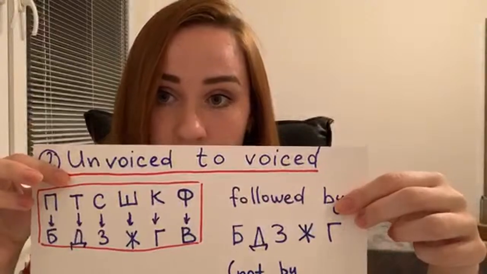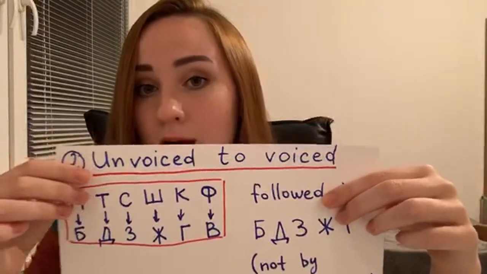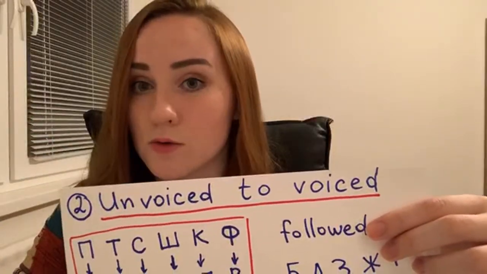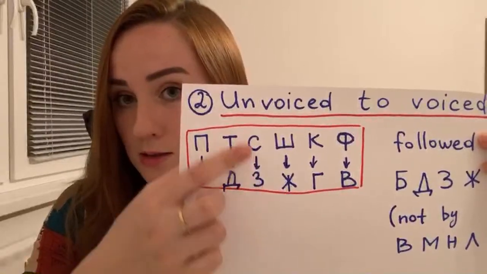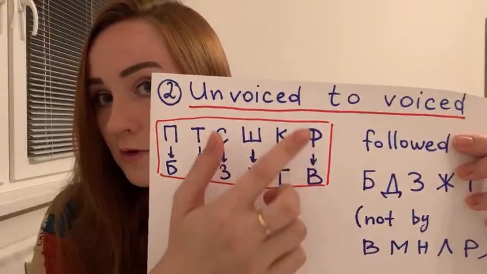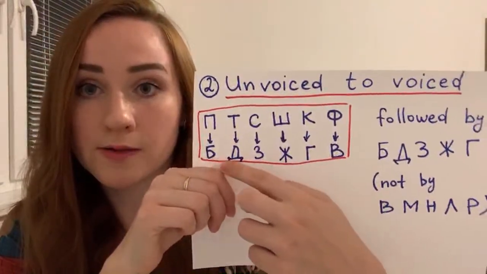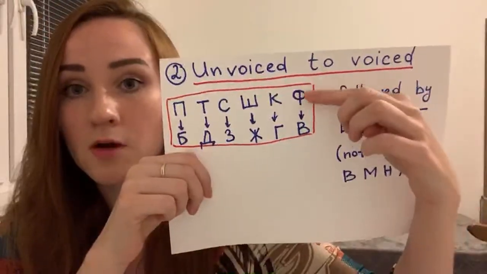Okay, so we move to step 2 of today's lesson, and it's going to be a little bit more complicated: unvoiced consonants turn to voiced consonants. If you know the alphabet, you know that we have voiced consonants that are produced with our voice, and they have their pairs like b, p, d, t, z, s, zh, sh, g, k, v, f. They come in pairs. Last time we talked about the situations when these ones turned to the unvoiced consonants. Today we are having the opposite situation.